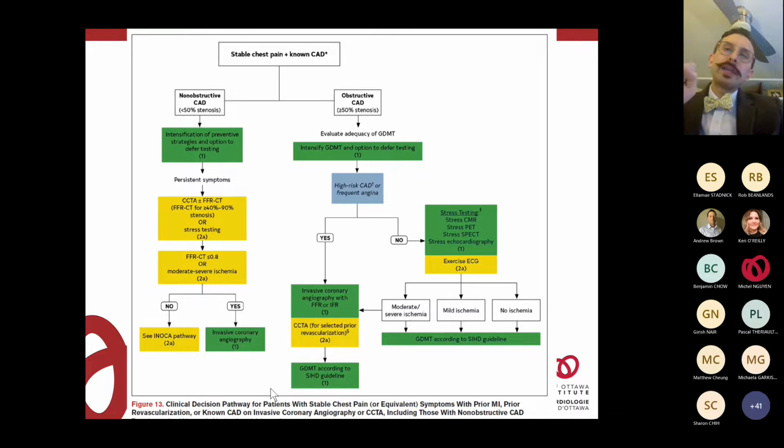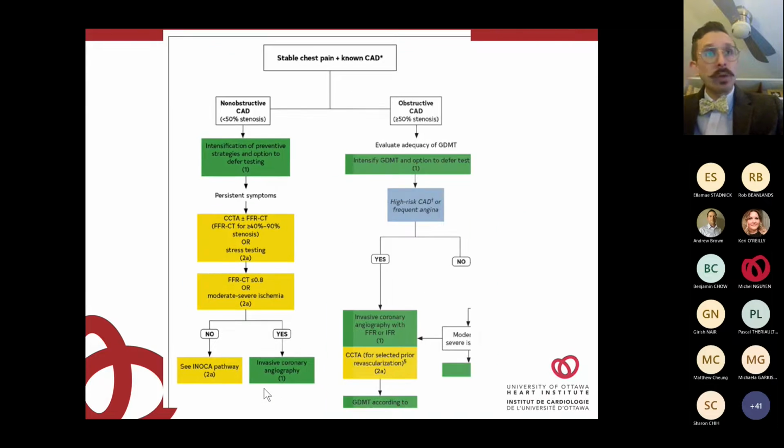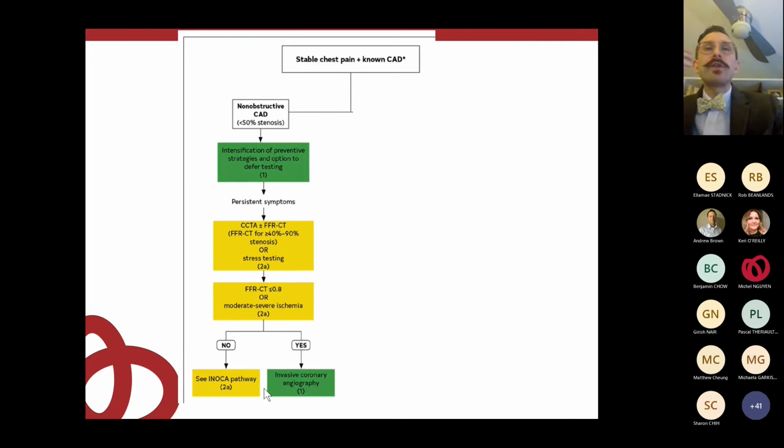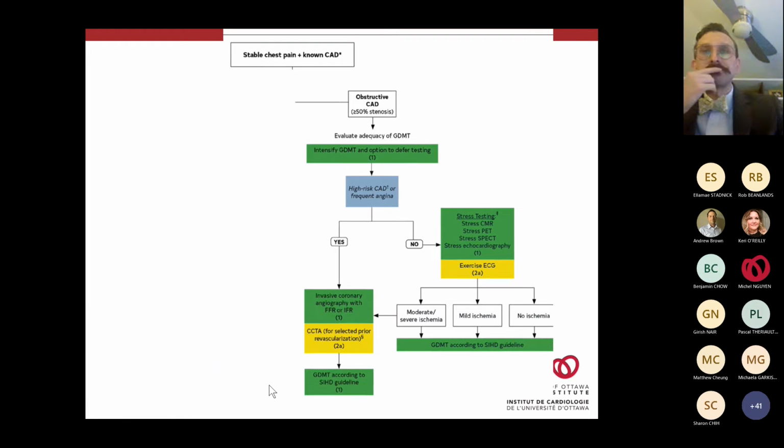Flipping the chart over now to patients with stable chest pain with known disease. Again, the first step is to look to see at what disease they have going into this. If they have known non-obstructive disease, then the first step is to intensify their medication regimen. If this is not successful, then the next step is to get either functional imaging or, you guessed it, FFRCT.